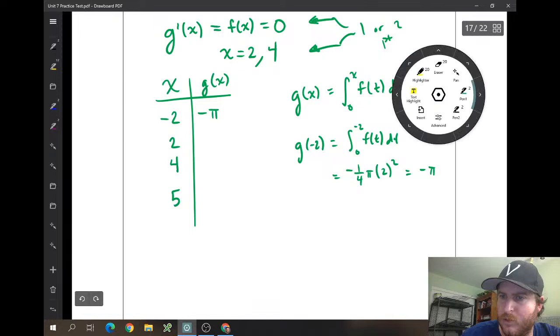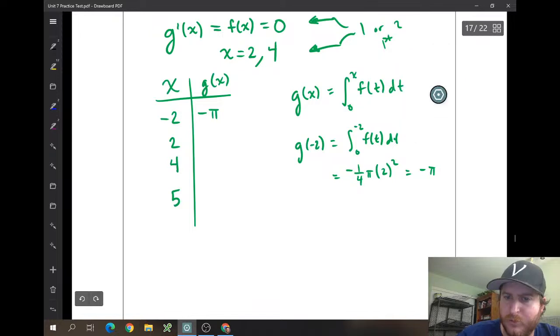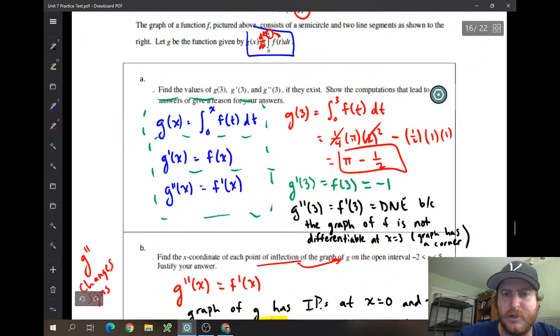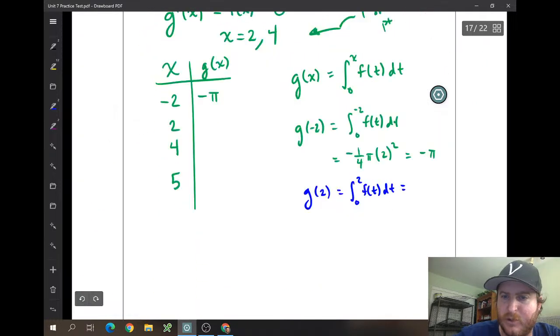I'll do another color. I'll do blue. Now g of 2 will be the integral from 0 to 2 of f of t dt. This is going forwards. And you can see that's the same shape, so you don't really have to do it. It's just the same shape, but just positive this time. So it's 1/4 pi times 2 squared again, but it's just positive pi.